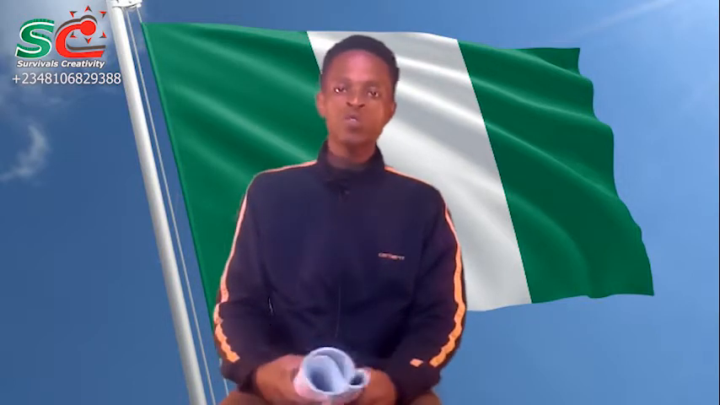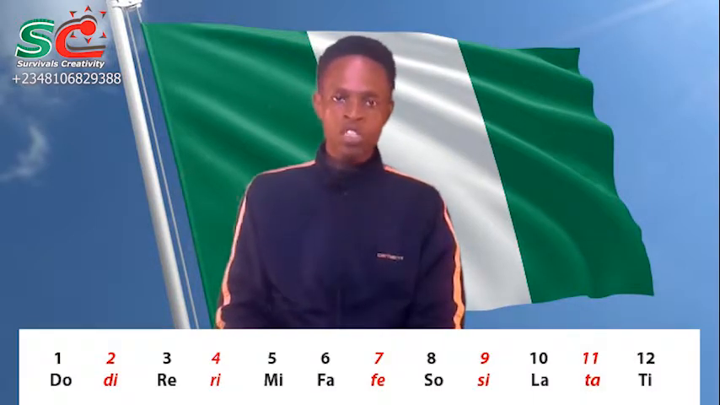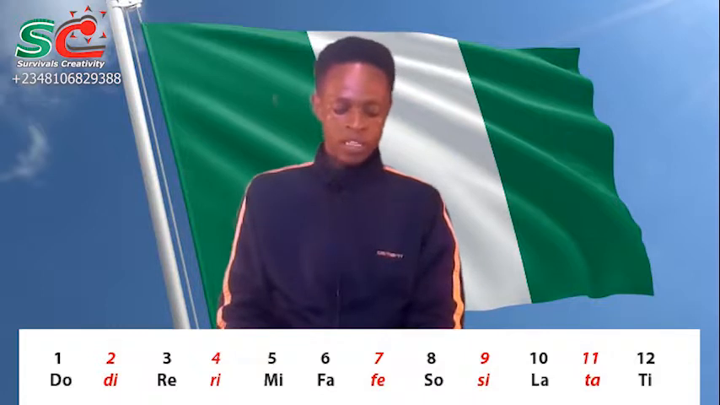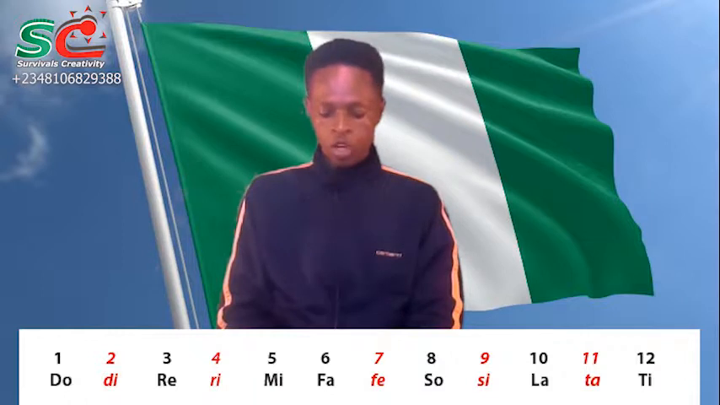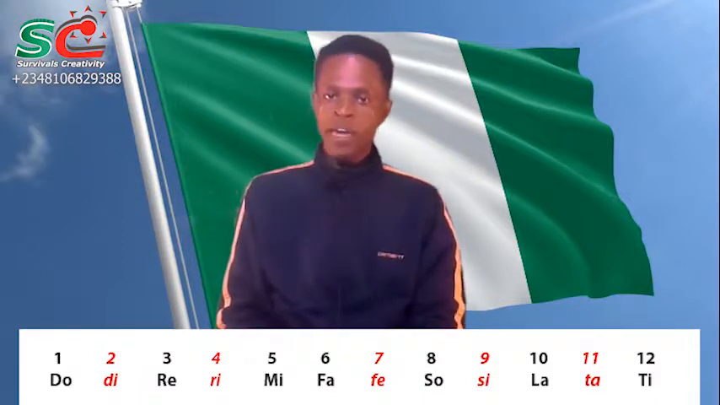And to do that, what you need to do is this. Write out the 12 pitches of the chromatic scale: the do, di, re, ri, mi, fa, fi, sol, si, la, li, and then the ti. When you write out these 12 pitches, try to number them. Do becomes 1, di becomes 2, re becomes 3, ri becomes 4, mi becomes 5, fa becomes 6, fi becomes 7, sol becomes 8, si becomes 9, la becomes 10, li becomes 11, and ti becomes 12.